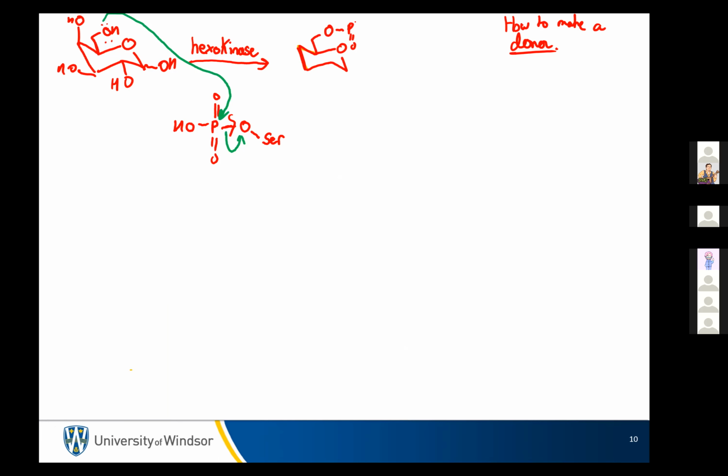Okay, now you will note the problem here in that we've added a phosphate, but we've added it to C6, which is not where we want it. We want it at C1, but it isn't at C1, it's at C6. And so this goes through a reaction with another enzyme, which is specific to each sugar. So it's going to react with phosphogalactomutase.